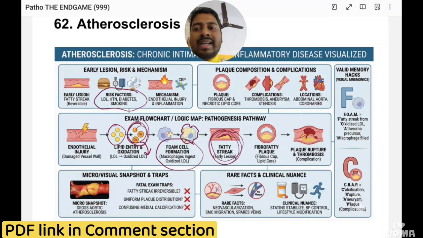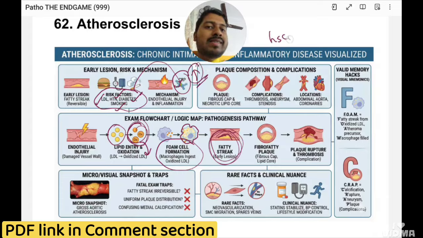There can be other underlying risk factors like high LDL, hypertension, diabetes, smoking. All of these lead to endothelial damage. Once there is endothelial damage, there will be increased inflammatory mediators, especially CRP, and the most concerning is HSCRP. This has high cardiovascular risk predictability.